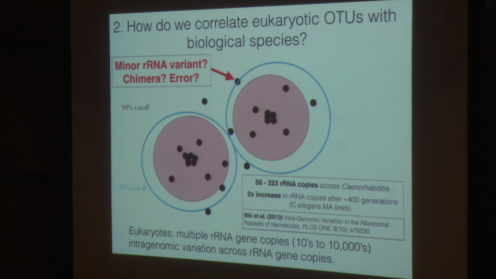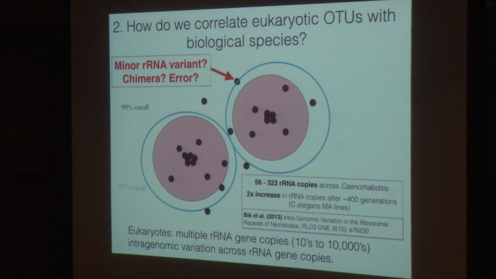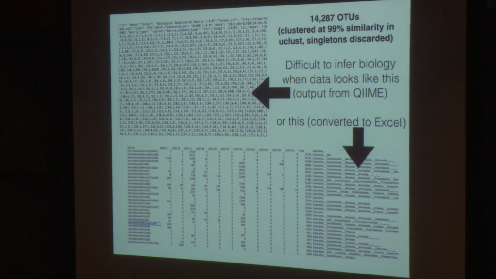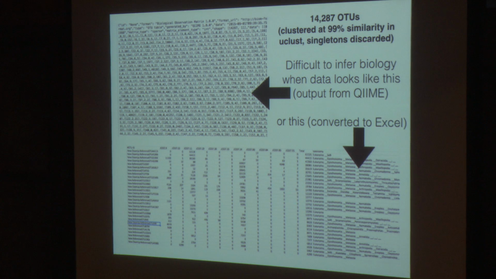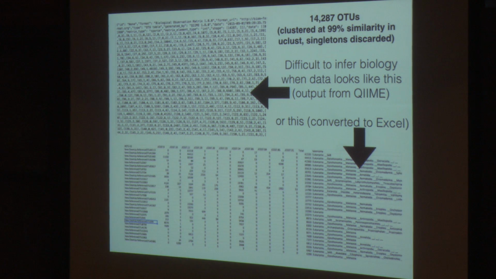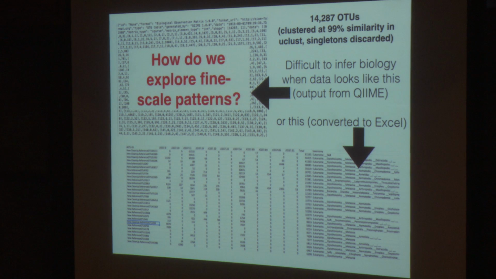So clearly there's a lot more work to do in terms of what governs this ribosomal RNA variation and copy number. But in the meantime, it presents a huge problem for environmental studies where we don't have any controlled environment to test this. So the take-home message is that it's really difficult to infer biology when your data looks like this. This is output from CHIME, and when you give this to a taxonomist and you say, "Okay, give me some biology," it's a slow process and it's not always informative.